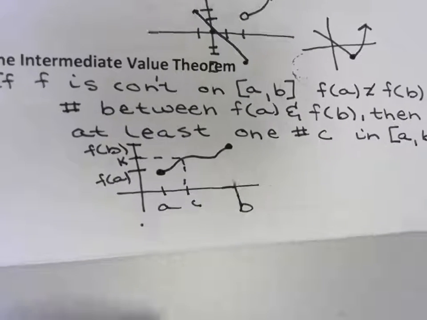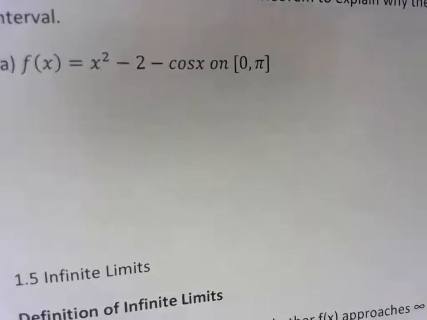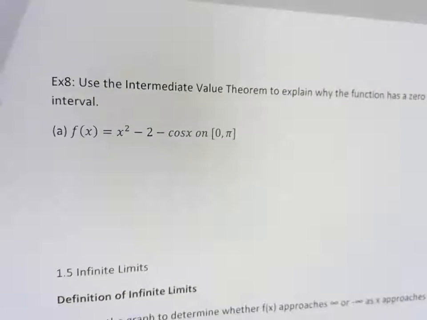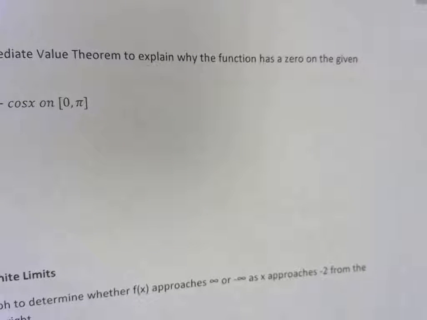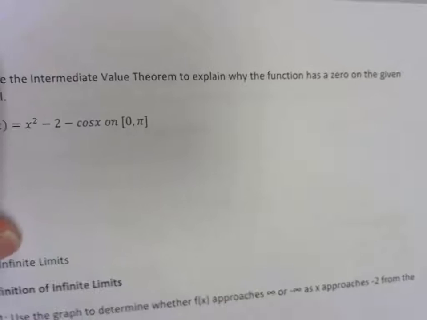So example 8. I want to use the intermediate value theorem to explain why the function has a 0 on the given interval. So when I say it's a 0, basically I say the C value is the same as a 0. Because remember, a 0 is just a point on the x-axis, and C had to be between A and B, so it had to be on the x-axis. So we're going to go through that whole process.